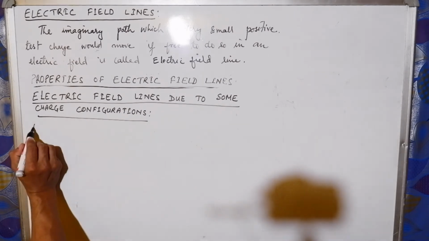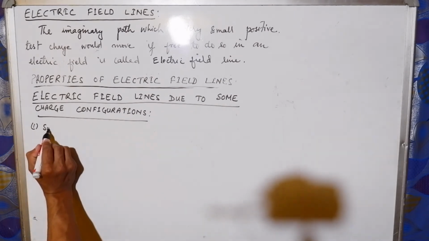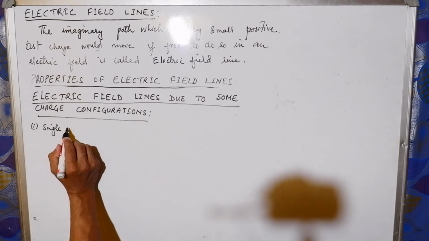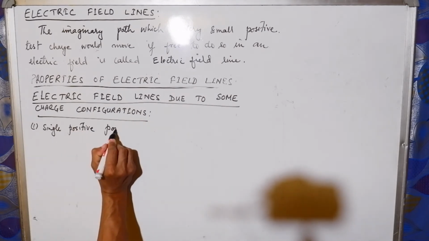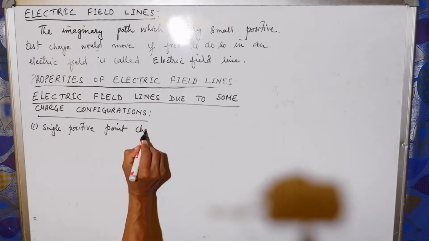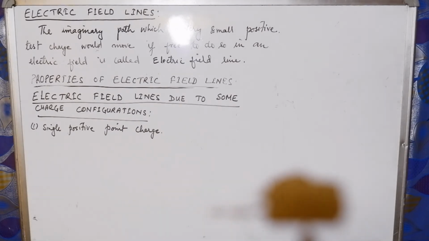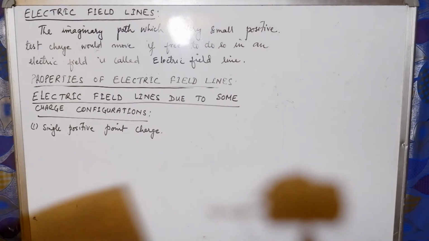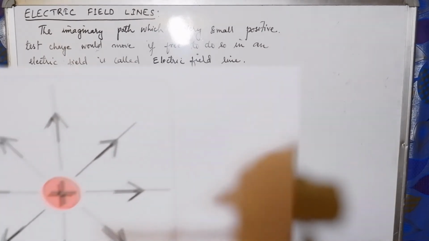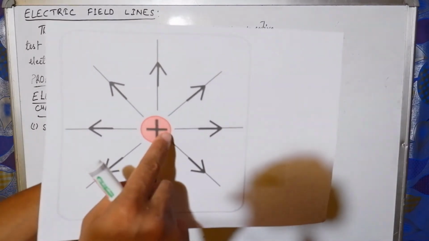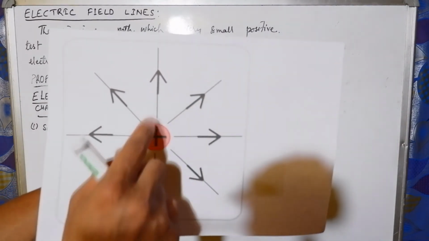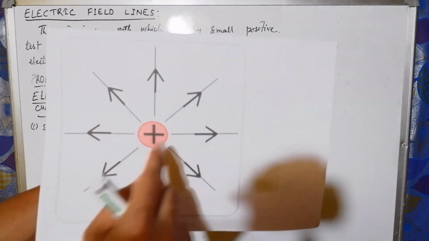Number 1, let us say single positive point charge. In that case, the electric field lines will look like in this diagram. All the electric field lines will come out from the surface of the charge normally.